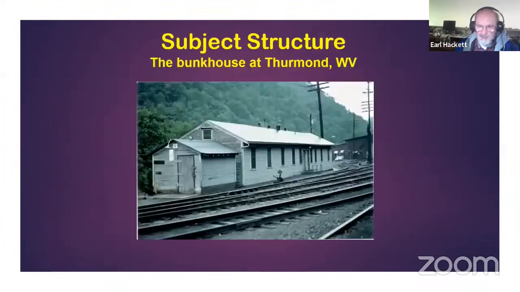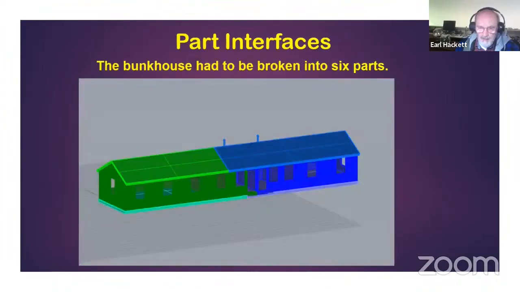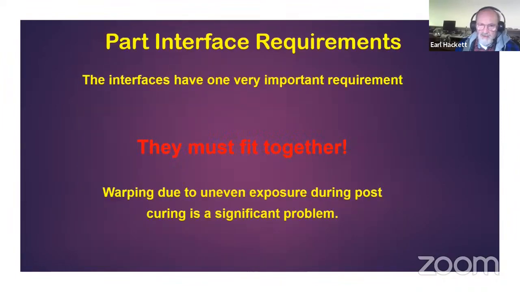And you'll see, this is the model I'm building. It's the bunkhouse of Thurmond, West Virginia. It's long since disappeared. I broke it into 3 pieces, and I've rebuilt all 3 of them at least twice now. The important thing is with interfaces, when you're putting parts together, they've got to fit. And one of the problems I've run into that is a real bugger is warping due to uneven exposure.